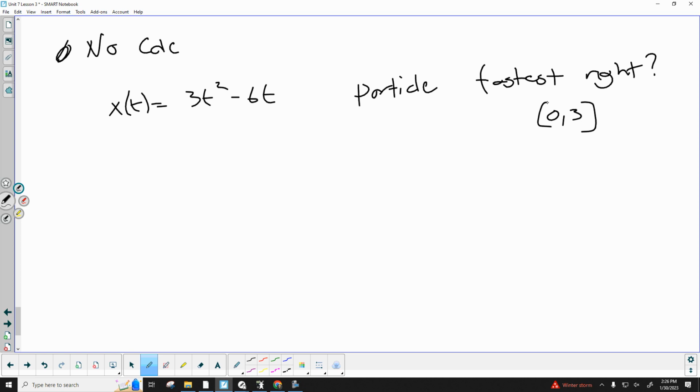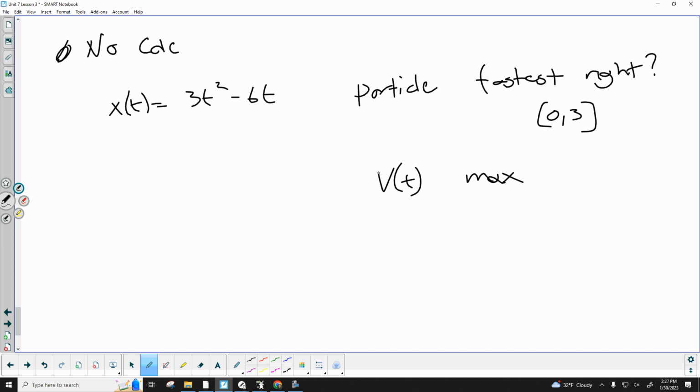Fastest right is what? Tell your neighbors. Fastest to the right. Okay, here's what we need to go. Ready? Particle is fastest to the right when the velocity is at a max. Start with that. Now, how do we find when velocity is at a max?